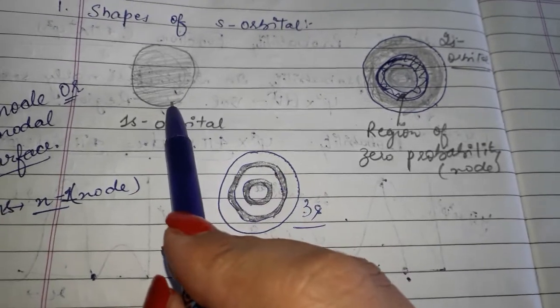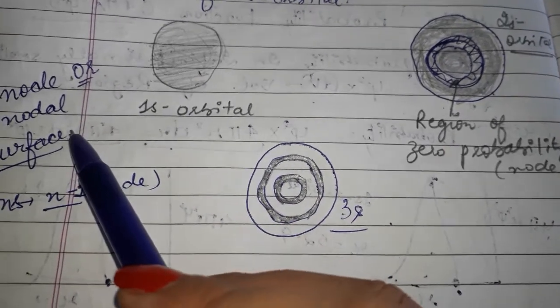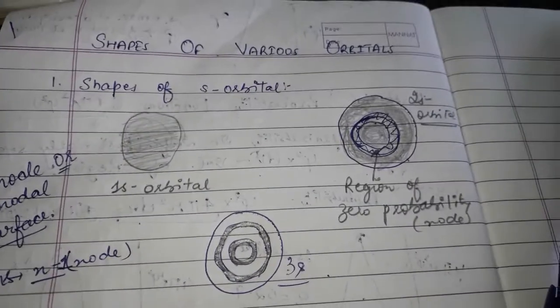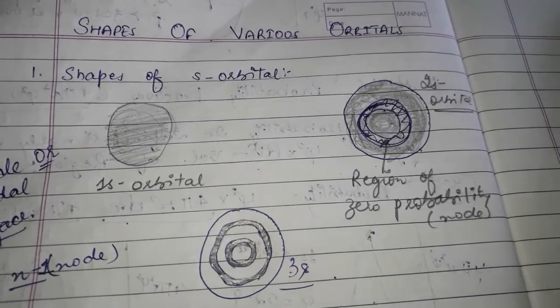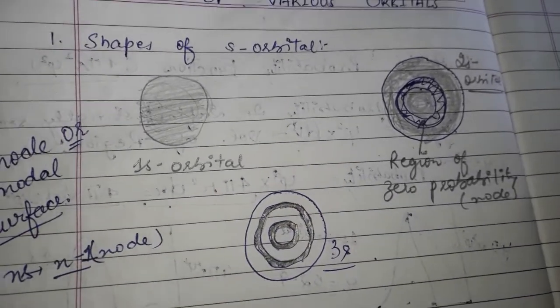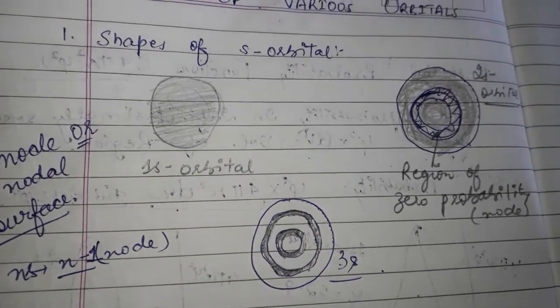In 1s orbital, no node or nodal plane is there. Node or nodal plane or nodal surface is the region where the probability of finding the electron is 0.